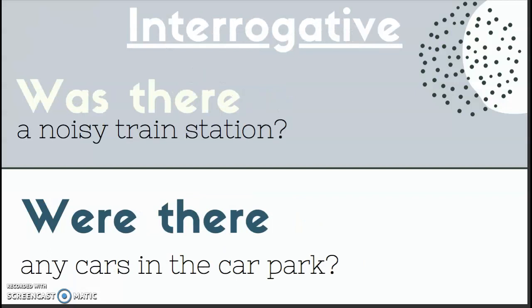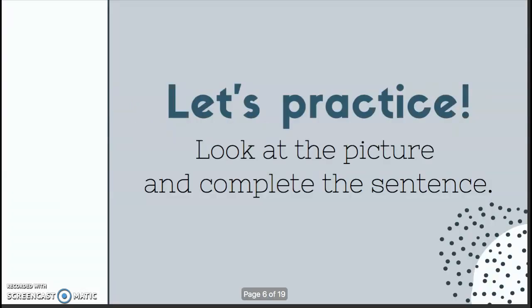Then interrogative, the question. Remember, with the question, we always change the order of the sentence. So, was and were go at the beginning instead of in the middle or in the end. So, was there a noisy train station? Singular, a noisy train station. Were there any cars in the car park? Plural, right? Okay, so pretty simple, I think, more or less, right?